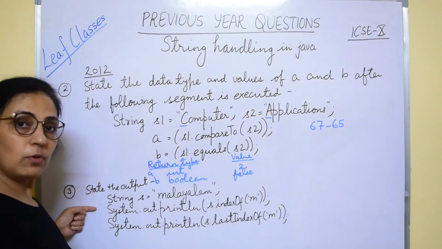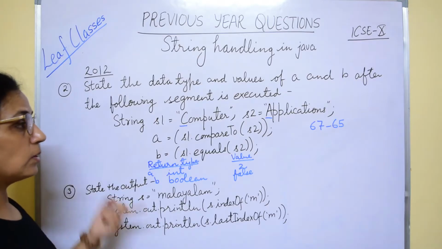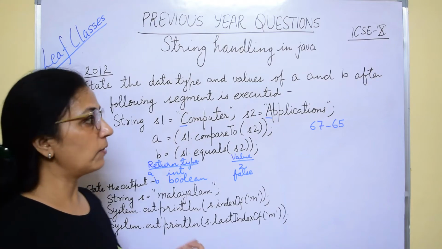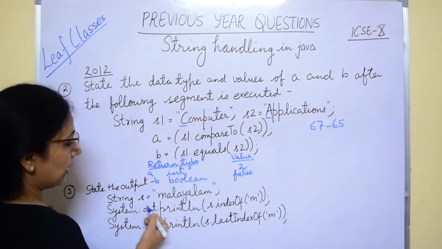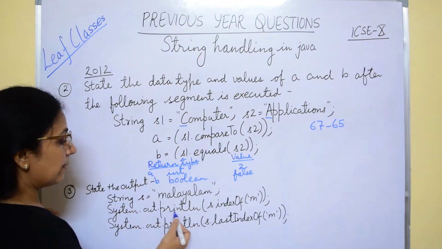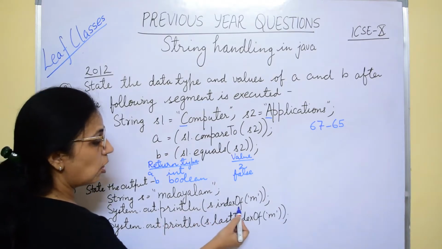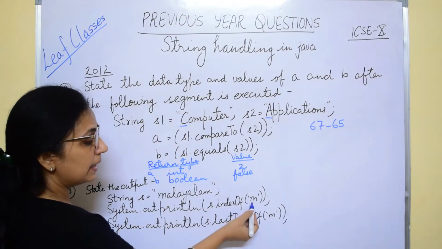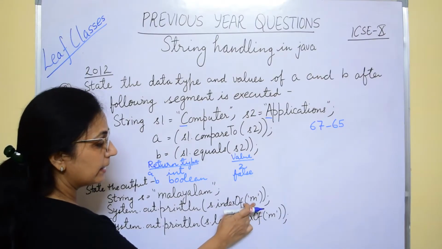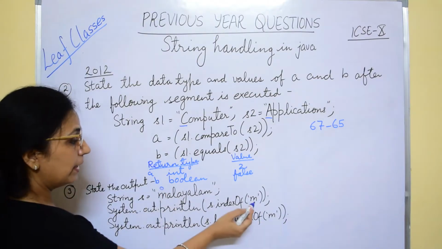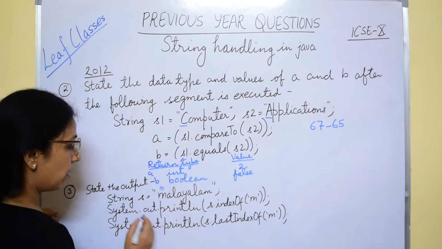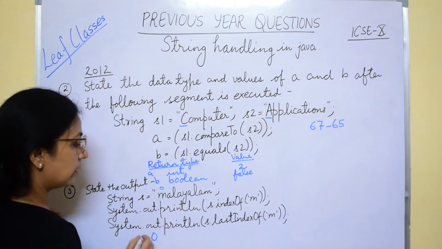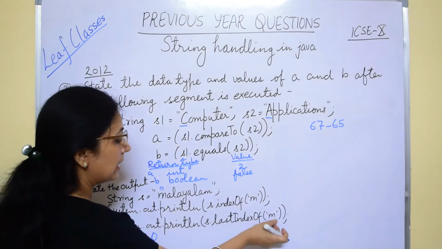Now, one more question was there in section A in year 2012. If we see the question paper, in section A only 6 marks of questions were there from string handling. Now string s is "Malayalam", System.out.println(s.indexOf('m')). The indexOf function returns the first index number of the character in the given string. So where is it occurring? At the 0th index number. So the output of this statement will be 0. Then s.lastIndexOf('m').